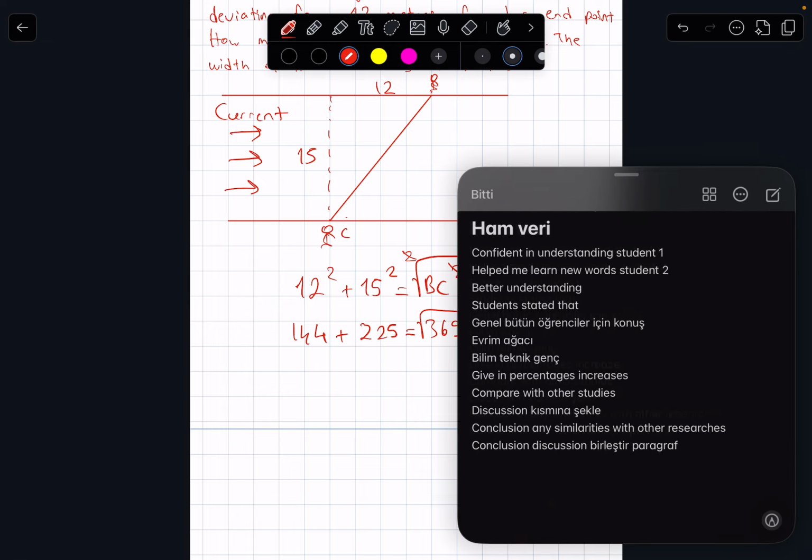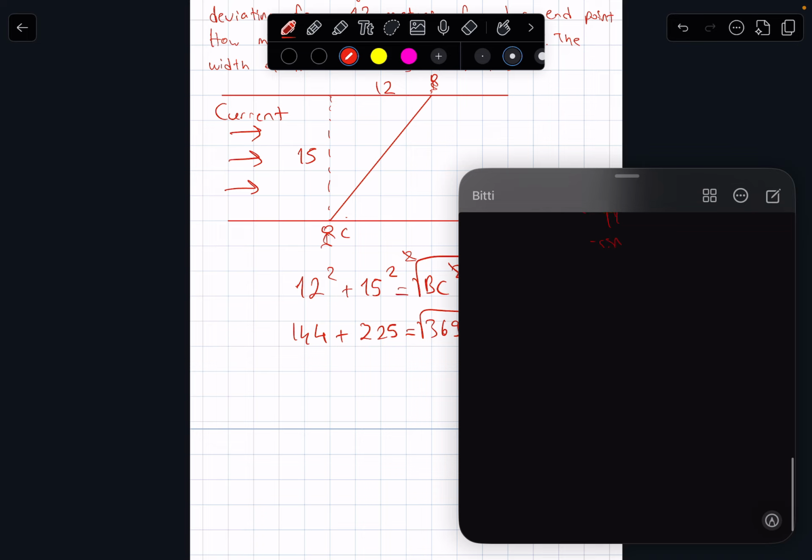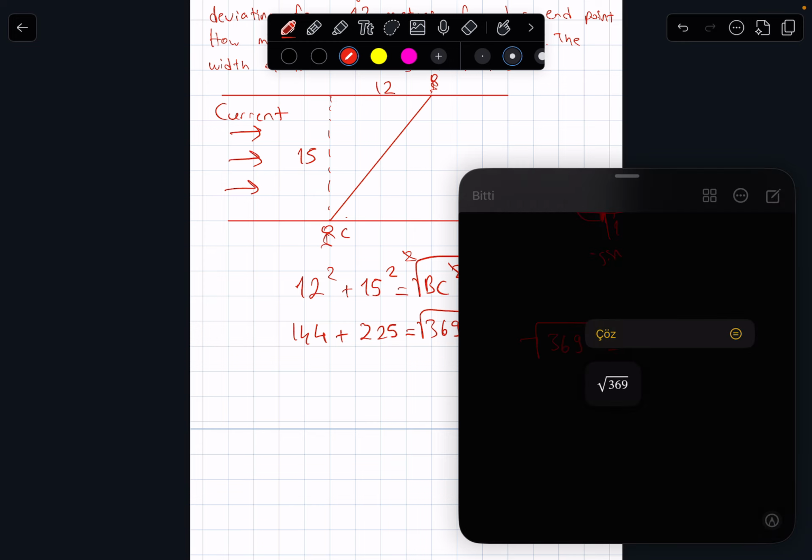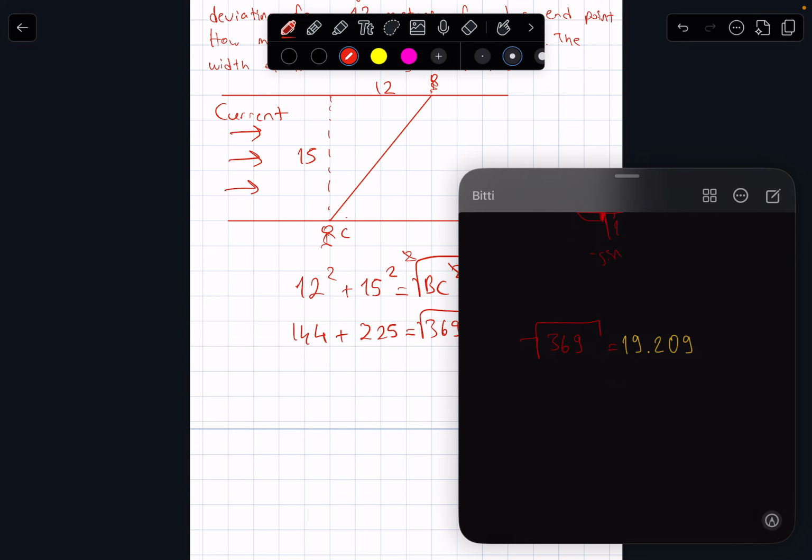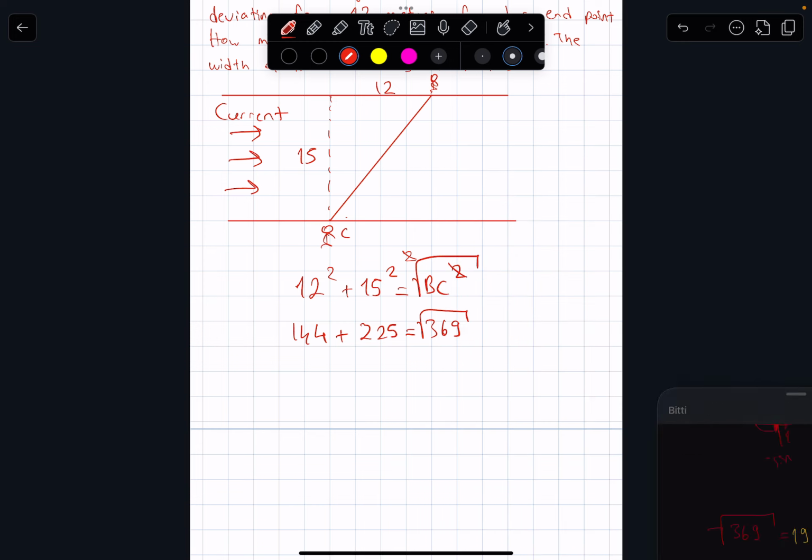actually we can find it from here. Yeah. Square root of 369 is equal to 19.2. So this is going to be 19.2 meters. Okay? So we are good to go. We did our first question. And now let's do another one.